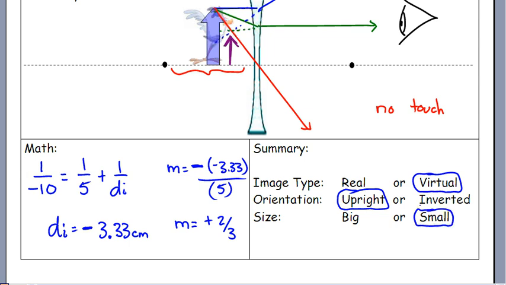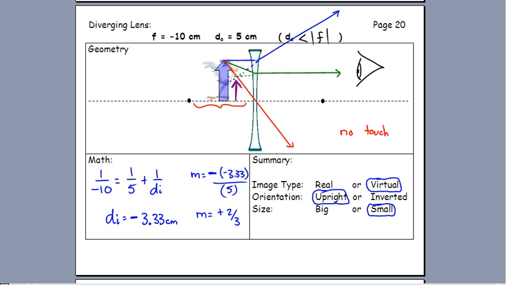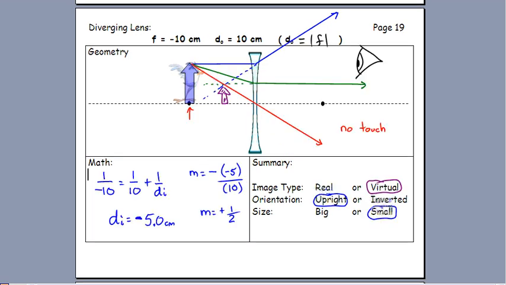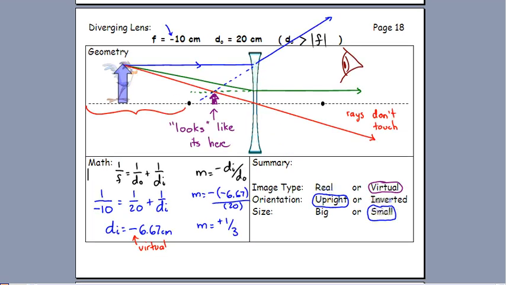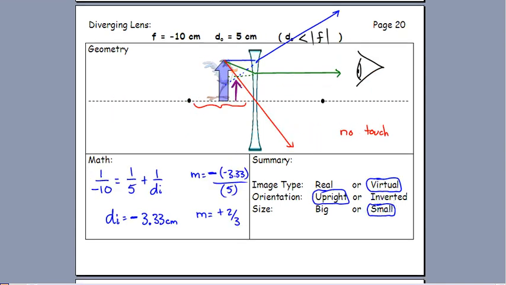So every single time you do this, when you go to try this out for these diverging lenses, what do we got? Virtual, upright, small. The example before that, virtual, upright, small. Example before that, virtual, upright, small. That's all they ever do. They always create virtual, upright, small images that you can only really think about with your eyeball.